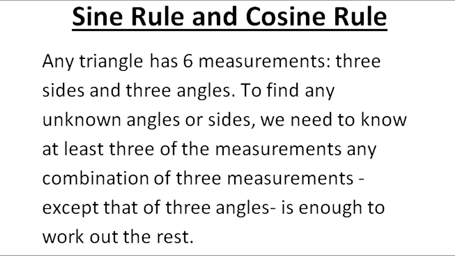The sine rule and the cosine rule. Any triangle has 6 measurements, 3 sides and 3 angles. To find any unknown angles or sides, we need to know at least 3 of the measurements. Any combination of 3 measurements except that of all 3 angles is enough to work out the rest.